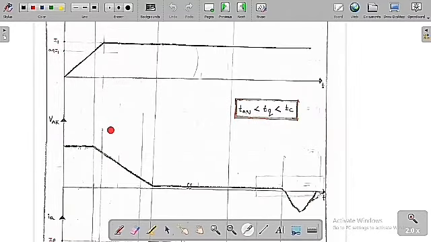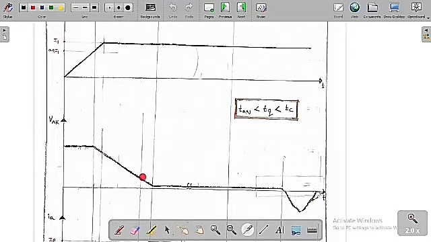See, if you are going to increase the gate current, then definitely the device is going to turn on. Whenever the device turns on, the voltage across the anode and cathode is going to decay, because the switch is on. So the voltage across the anode and cathode is going to decay in this manner.